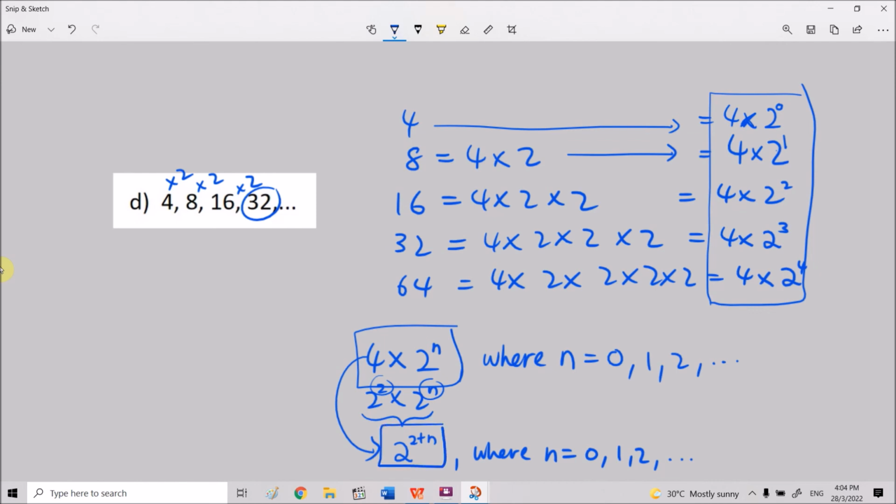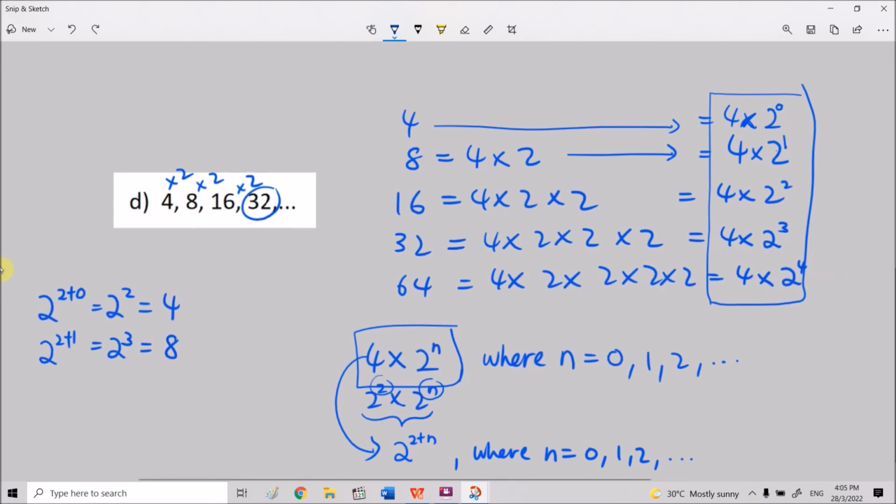If you want to double check, because it's not very common for you to see this, you can try. Okay, 2 plus n. The first n is 0 here. With 0, you get 2 to the power of 2, which is 4. Hence the 4 here. Then we have 2 plus 1. You get 2 to the power of 3. 2 to the power of 3 is 8. You get this, correct. For the next one, you have 2 plus 2. So you get 2 to the power of 4. 2 to the power of 4 is 16, which is still correct. And you can continue from there.